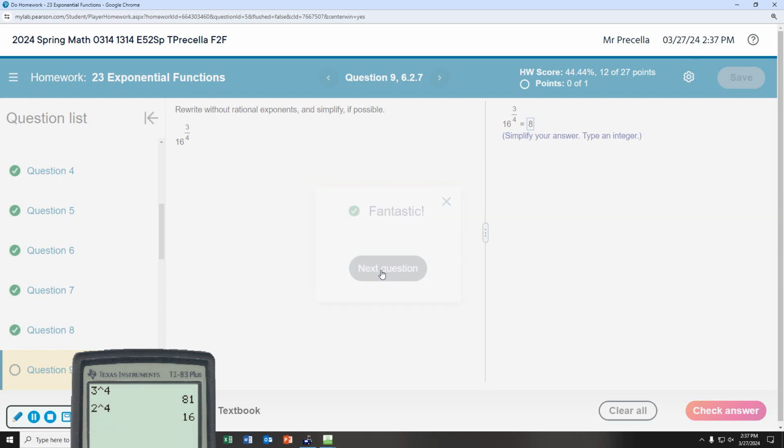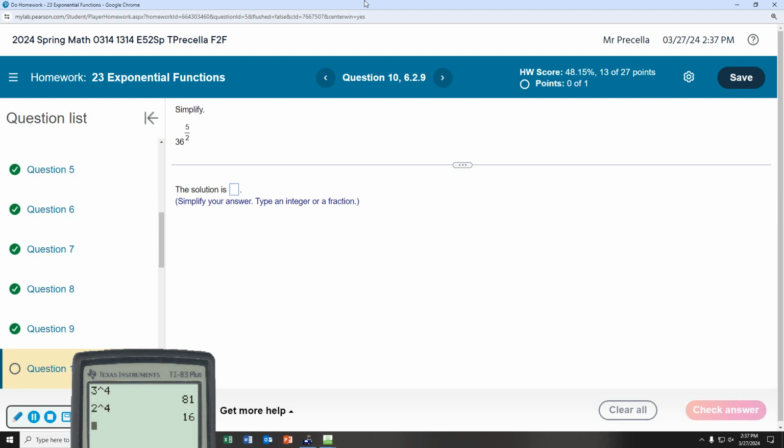Hopefully there's another one like this. Okay, this is a good one. Number 10. We have 36 to the 5 halves. What sort of a radical are we going to have? A fifth root or a square root? A square root. That denominator says that it's a square root. And remember, if it's a square root, you don't show the index, okay? It's just a square root of 36.